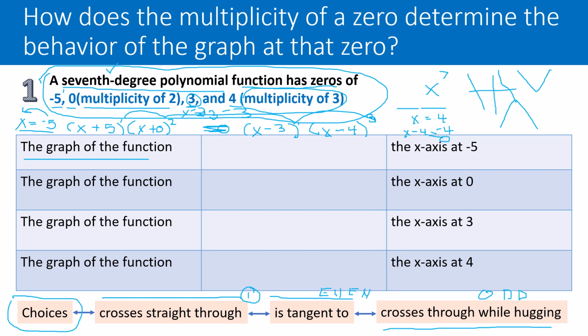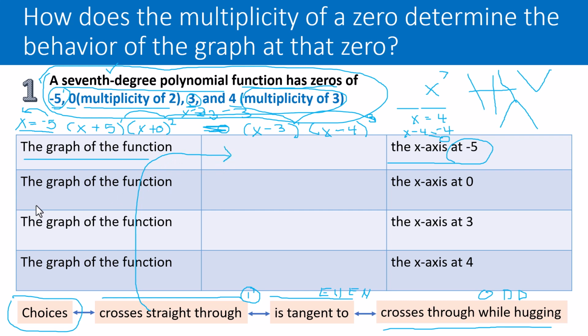All right, so let's interpret that. At the x-axis, what happens at the solution or the root -5? -5 has a multiplicity of 1, so it's going to go straight through. I'm going to take that and move it up here.